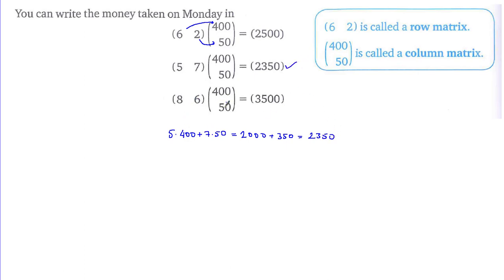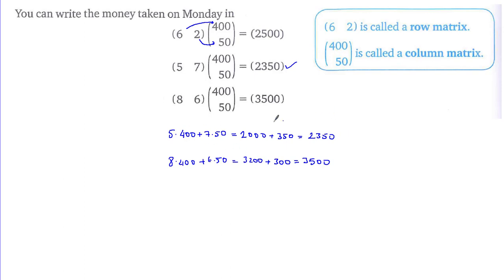Or 8 times 400, this is Wednesday, 8 times 400 plus 6 times 50, which is equal to 8 times 400, 3,200, and 6 times 50 is equal to 300. So 3,500 is the answer.